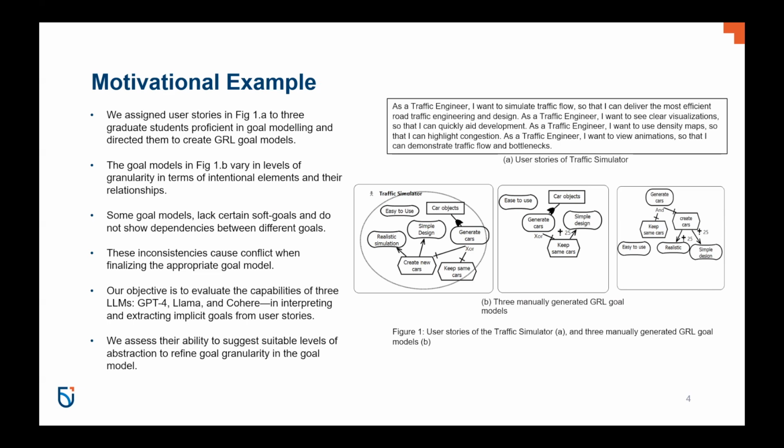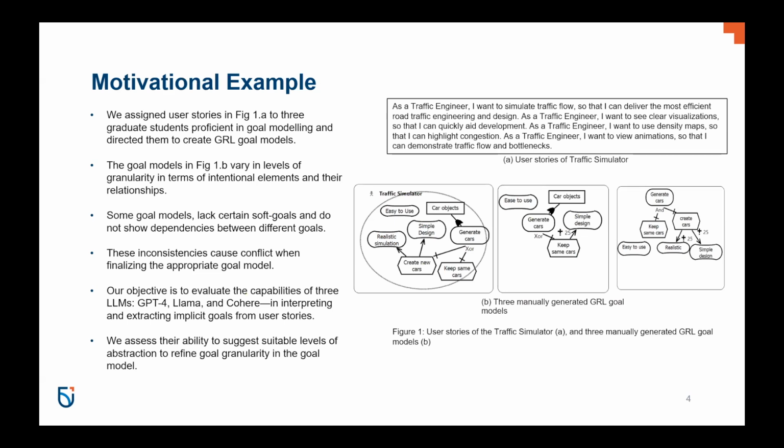All these manually generated models are interpreted differently by each of the students, leading to varying levels of granularity in terms of intentional elements and their relationships. Also, the second goal model lacks many implicit goals, which are also called soft goals, and the models also do not show interactions between different goals in terms of dependency links and contribution links. These inconsistencies cause conflict when finalizing the appropriate goal model for the given user stories.